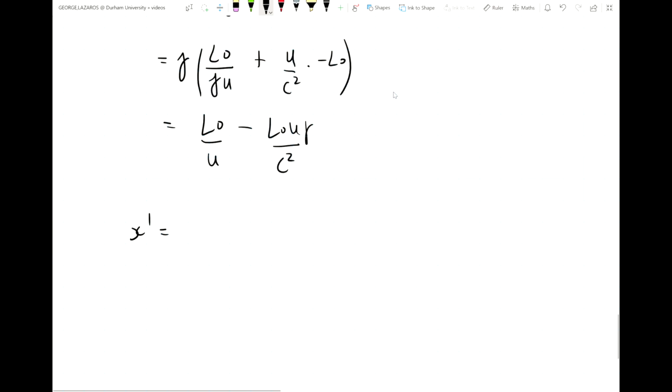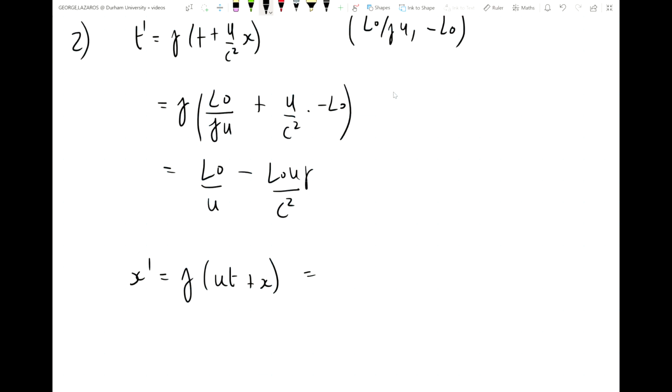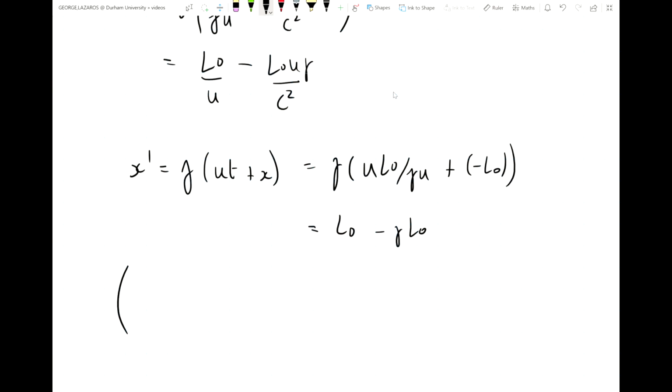Now for x', as we previously said, we had γ(ut + x). And simply plugging in values again, we have γ(u times t, up here we had L0 over γu, plus minus L0). And this simply cancels down to L0 minus γL0. So our final 4-vector is L0 over u minus L0 u γ over c², L0 minus γL0.